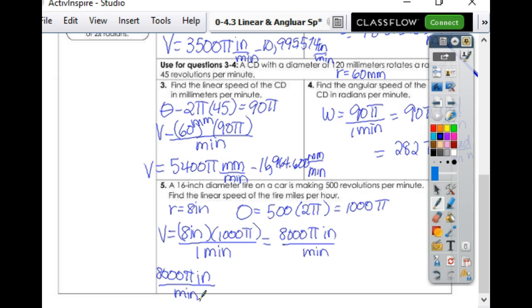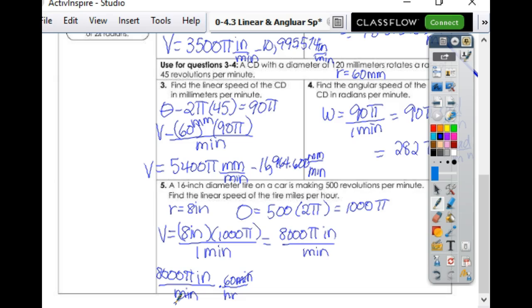Now, I want to switch to miles per hour. So I'm going to start with my minutes. I have to cancel my minutes out. So where does the minutes have to go to cancel? On top. So how many minutes would be in an hour? So the 60 minutes goes on top, and the hour goes on bottom, and now my minutes cancel.